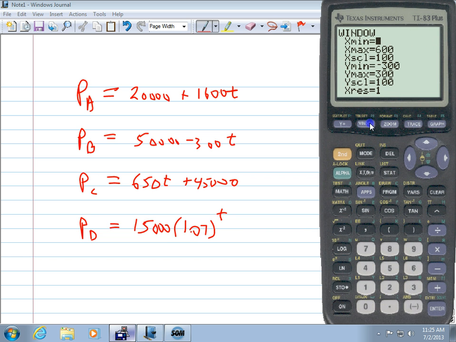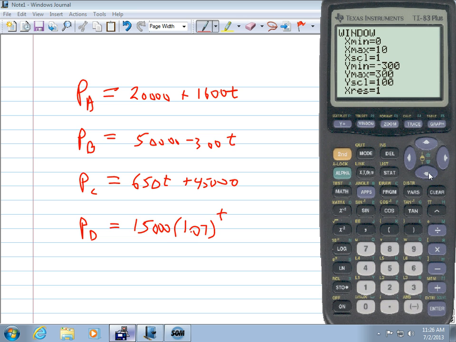So let's set up a window. Can you have negative time? Well, you can, but we're starting at t equals 0, right? Are we going to go to 600 years? I don't know. How about maybe 10 years with a scale of 1. So these x's are really the t, okay?